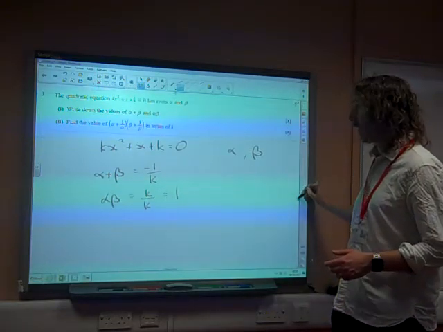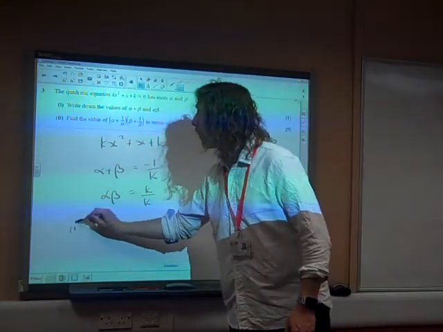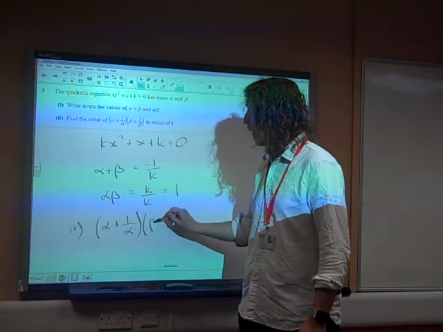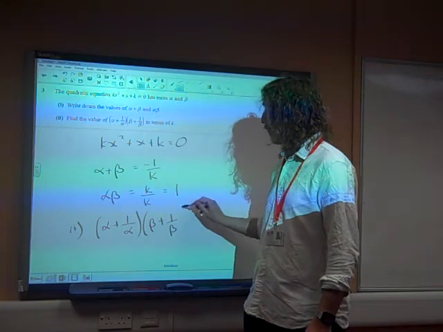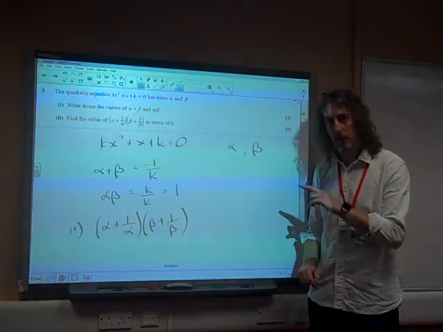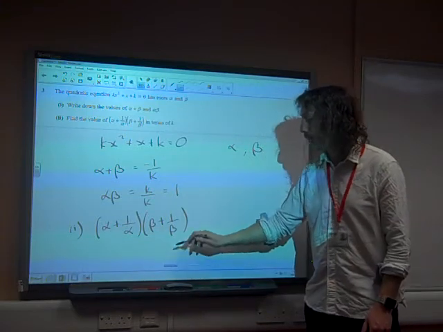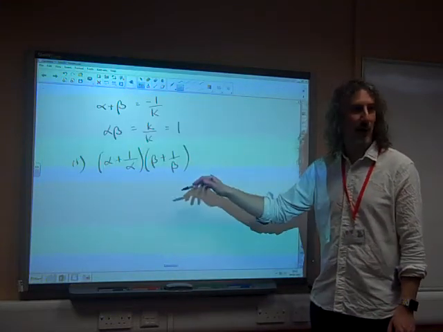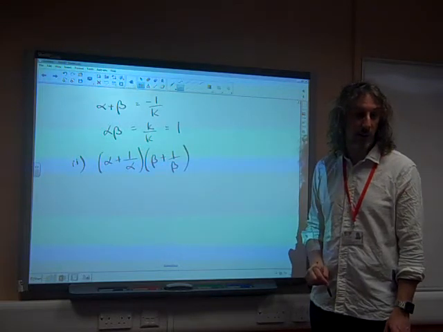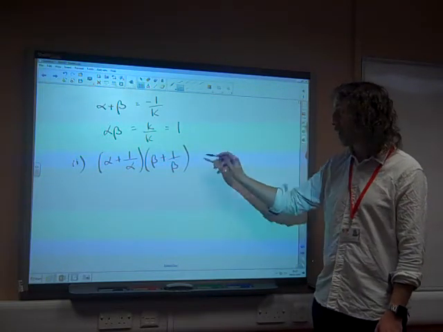Then it says find the value of alpha plus 1 over alpha times beta plus 1 over beta. Now I'll do this 2 ways. I'll do it the way that everybody did it, apart from Emily, and I'll do the way Emily did it, which was great.